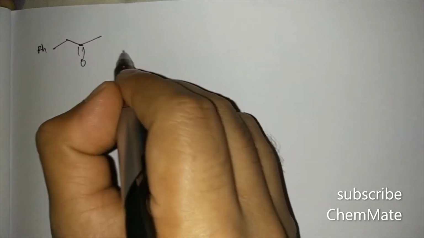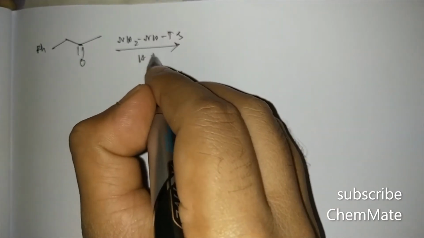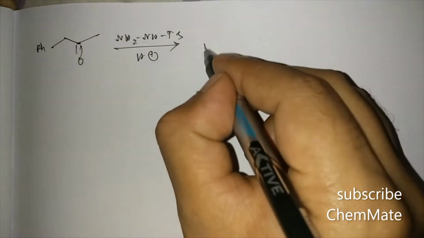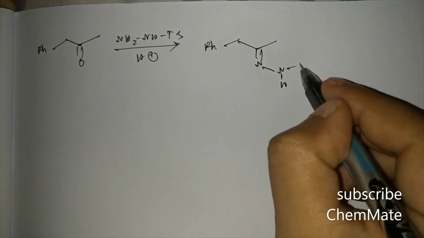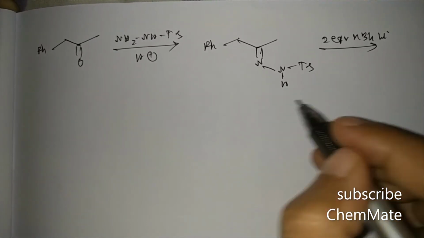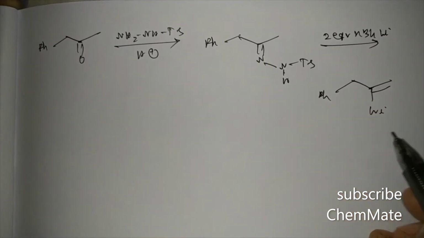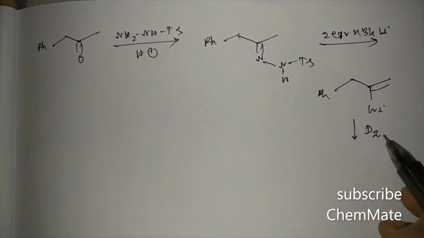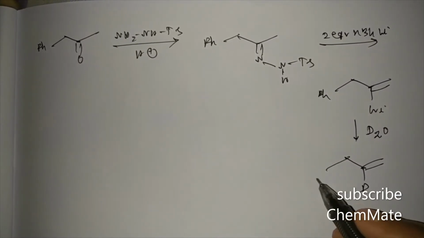Now we'll take one example. Let's say if this is treated with tosyl hydrazide in the presence of H plus, then the corresponding hydrazone will be formed, and if it is treated with two equivalents of n-butyl lithium, the Shapiro reaction will take place and the alkenyl lithium will be formed, and then it will react with D2O to form the deuterium substituted alkene.